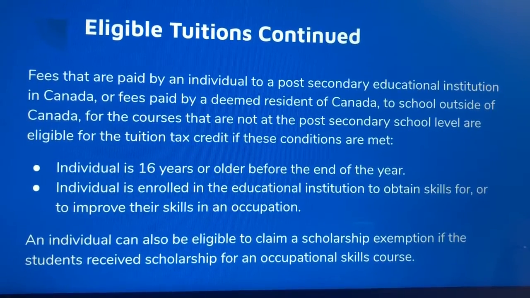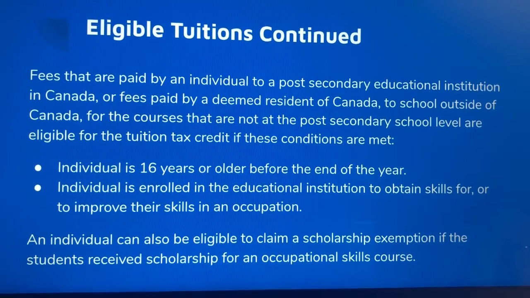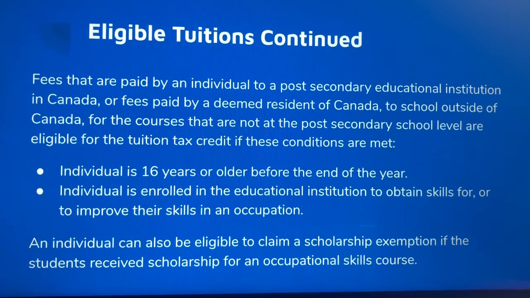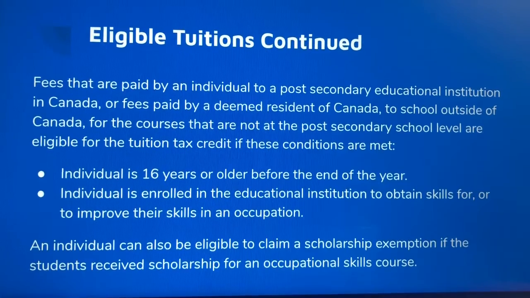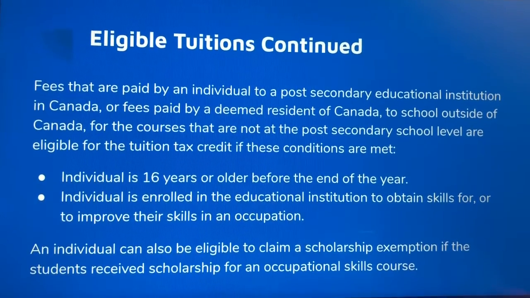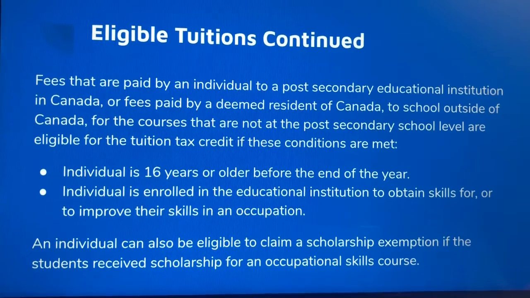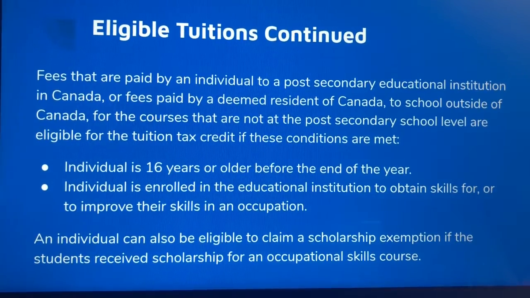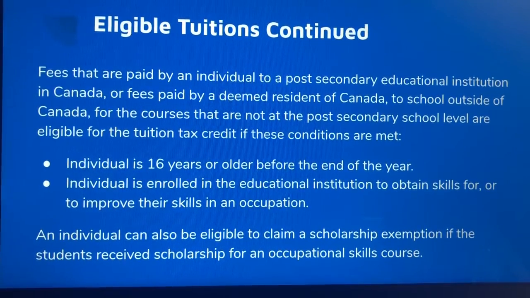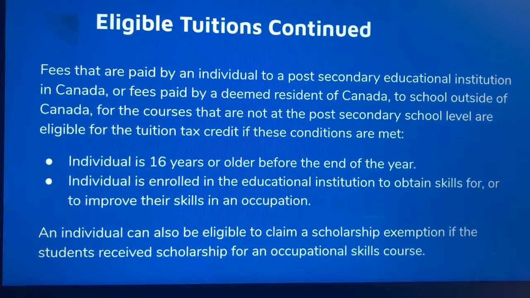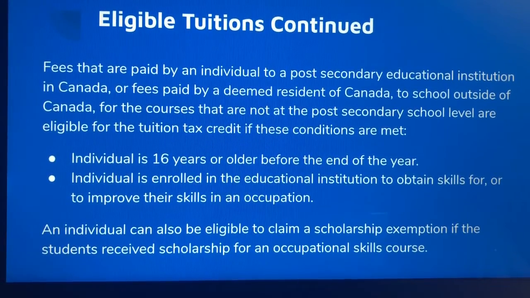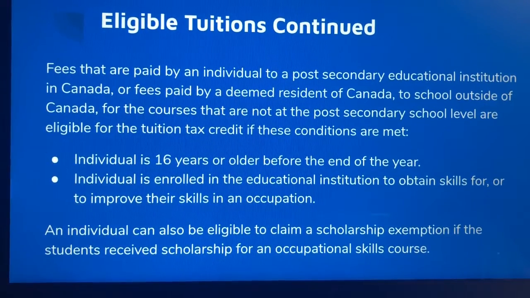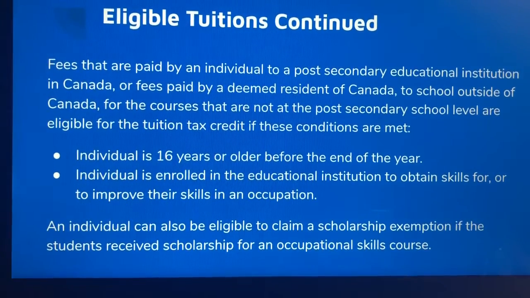Fees that are paid by an individual to a post-secondary educational institution in Canada, or fees paid by a deemed resident of Canada to schools outside of Canada for courses that are not at the post-secondary school level, are eligible for the tuition tax credit if these conditions are met. The individual is 16 years or older before the end of the year. The individual is enrolled in the educational institution to obtain skills for, or to improve their skills in, an occupation. An individual can also be eligible to claim a scholarship exemption if students receive a scholarship for an occupational skills course.